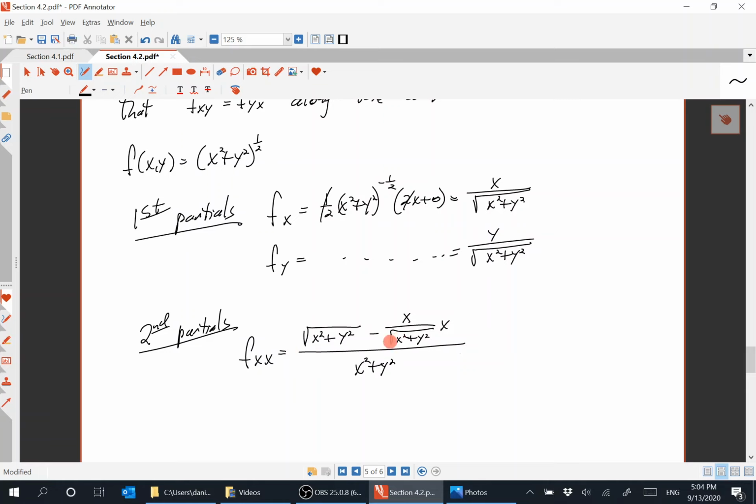Factoring out a square root here, 1 over the square root, this is equal to, well, I guess, let's add them together with a common denominator. This becomes x squared plus y squared minus x squared over square root of x squared. Yeah, there we go. So this is equal to positive y squared over x squared plus y squared to the 3/2. Let's see, I need a little more space to write that.